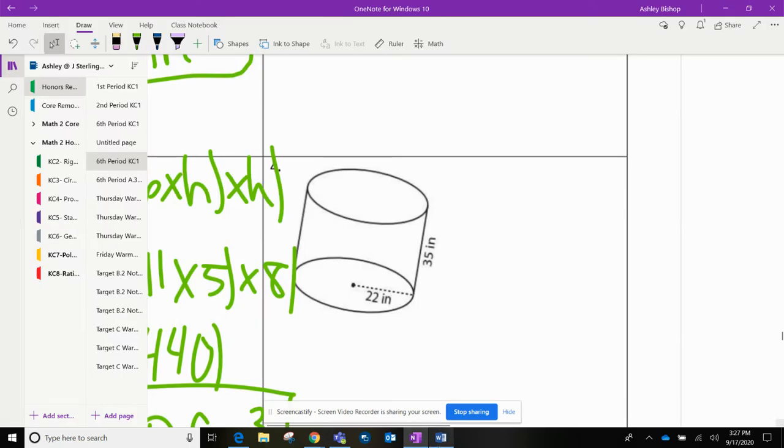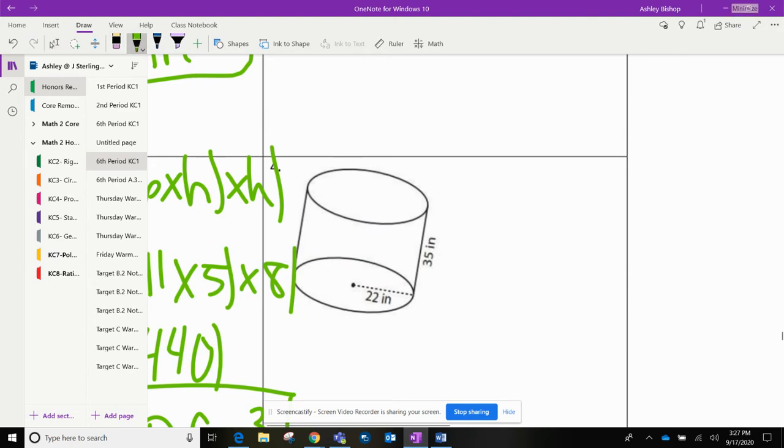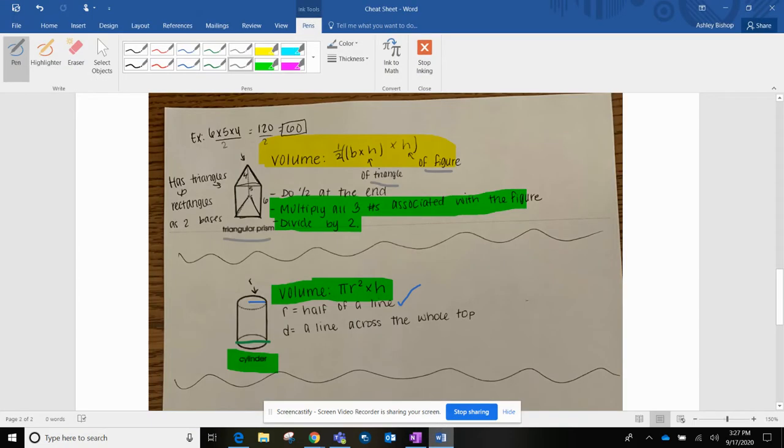This is a cylinder. And so I'm gonna go to my cheat sheet and I'm gonna write down my volume formula. It's gonna be pi r squared times h. And if you're like, Miss B, where'd you get that? That's right here, pi r squared times h.